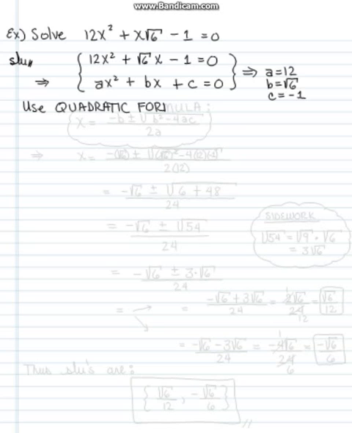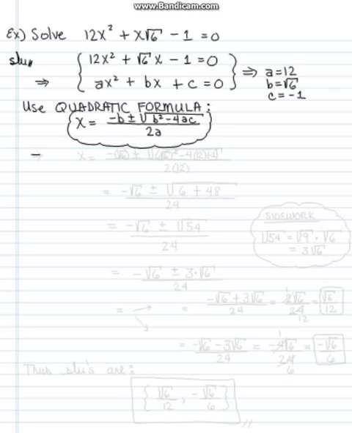Because the quadratic formula solves quadratic equations. Those are equations of the form ax squared plus bx plus c equals 0. And the quadratic formula looks like this. x equals a big fraction. On the top we have negative b plus or minus the square root of b squared minus 4 times a times c, all over 2 times a.